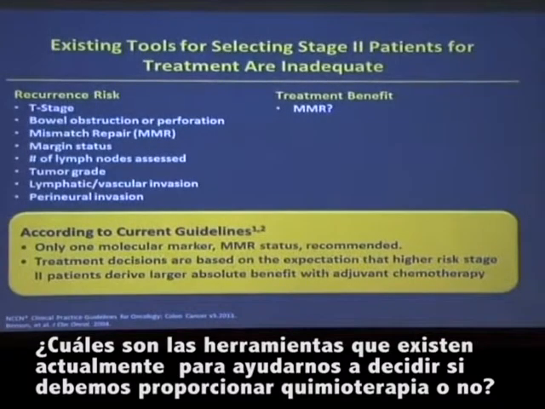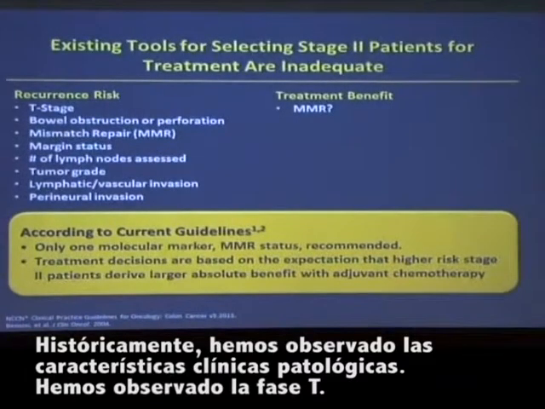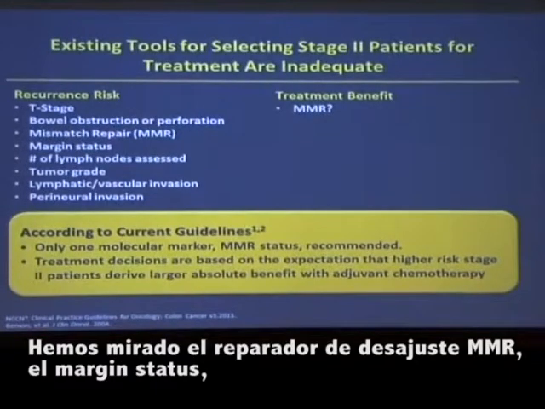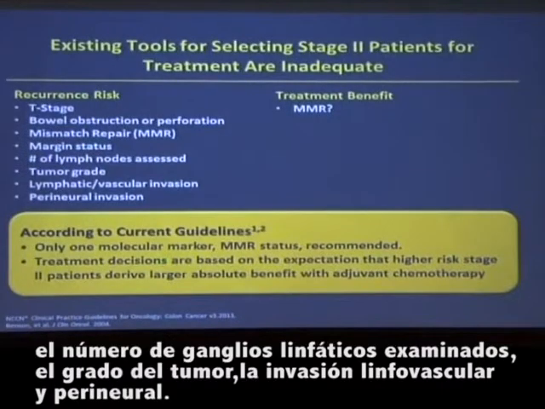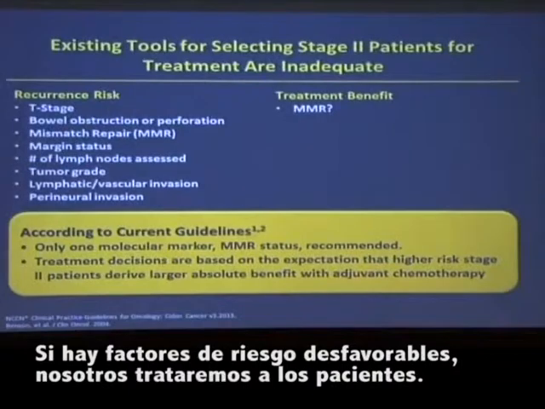Okay, so what are the existing tools that help us decide whether we should give chemotherapy? What are the existing tools as of today? Well, historically, we've looked at clinical pathologic features. We've looked at T-stage. We've looked at bowel obstruction and perforation. We looked at mismatch repair, MMR, margin status, the number of lymph nodes assessed, tumor grade, lymphovascular invasion, perineural invasion, okay? If there are unfavorable risk factors, we will treat patients.